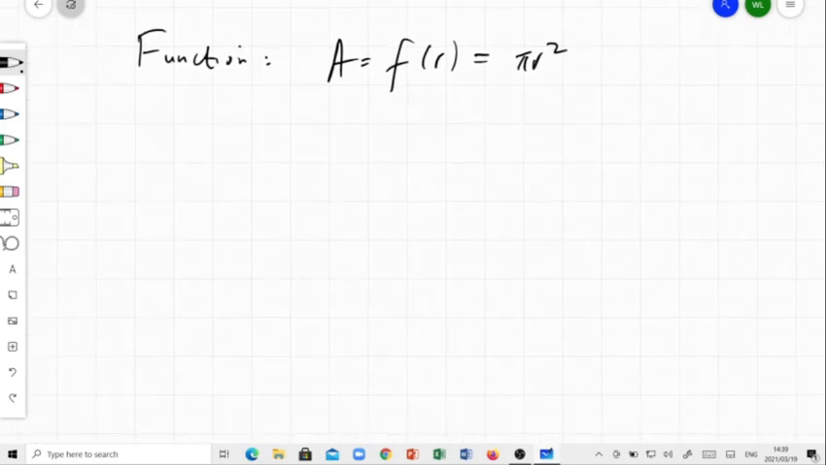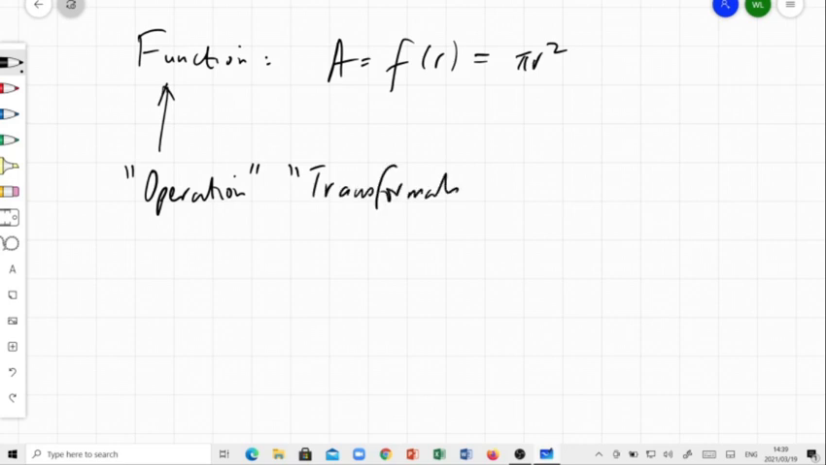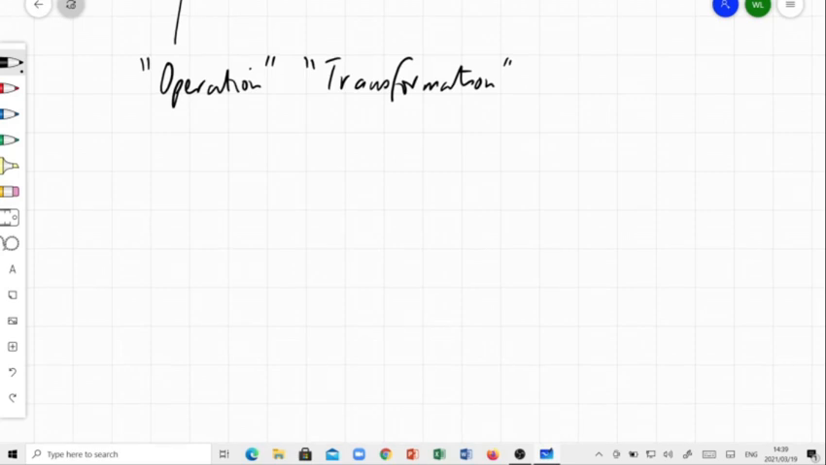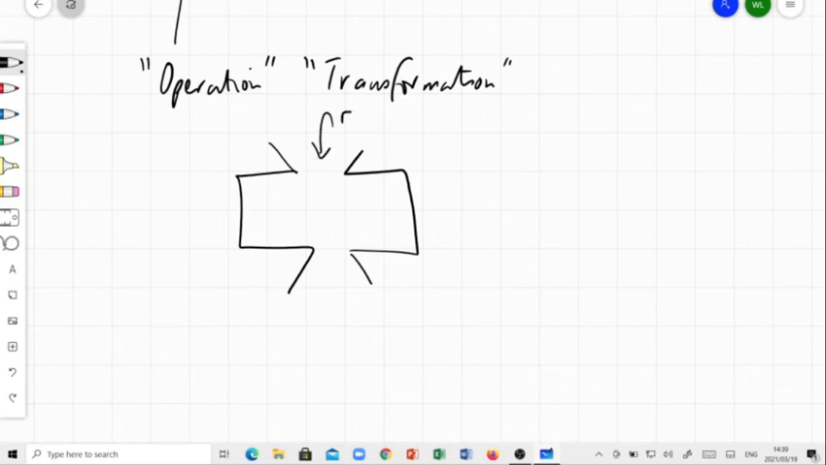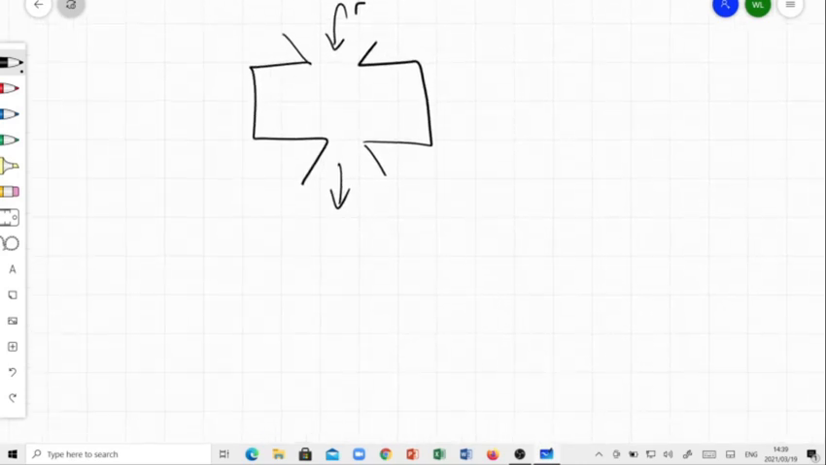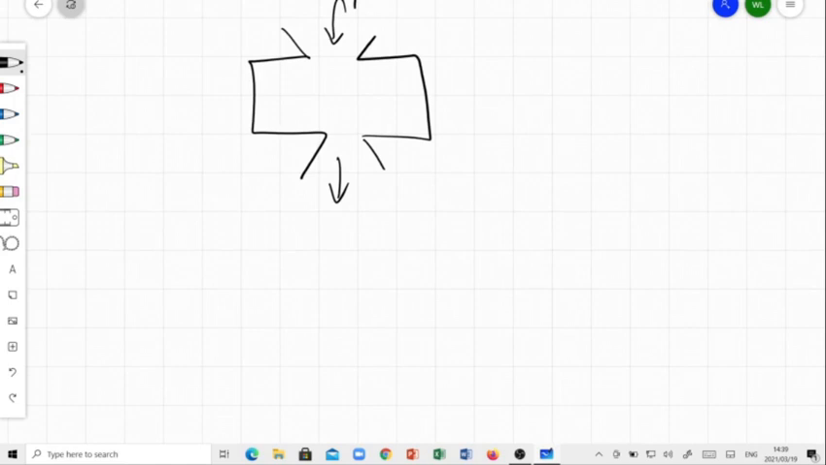Okay, so you can see this word function actually comes from the Latin word for operation or transformation. So one way to view this is as some kind of machine where you feed in the radius of the circle and it transforms that number, the radius of the circle, into a new number, pi r squared, which actually gives you the area of the circle.